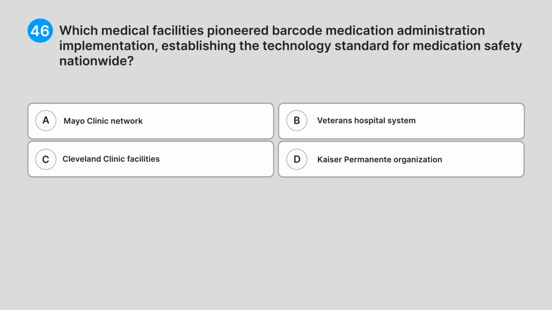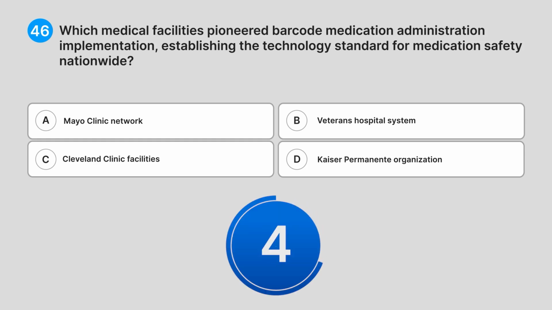46. Which medical facilities pioneered barcode medication administration implementation, establishing the technology standard for medication safety nationwide? A. Mayo Clinic Network. B. Veterans Hospital System. C. Cleveland Clinic Facilities. D. Kaiser Permanente Organization. Do you know the answer?